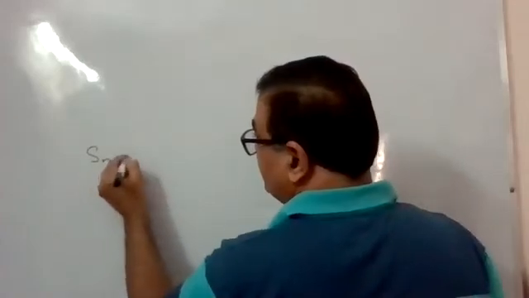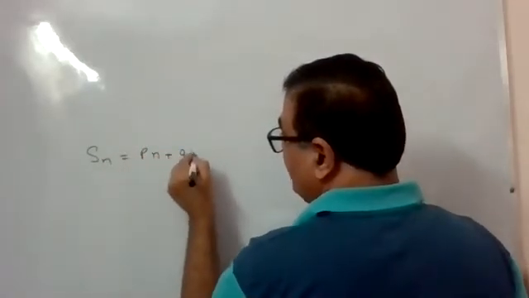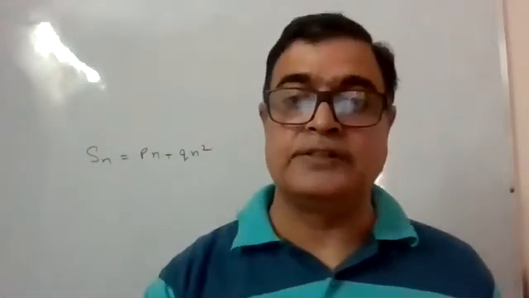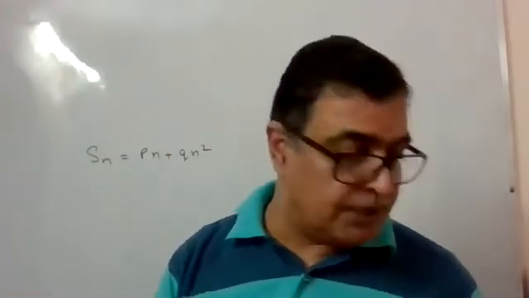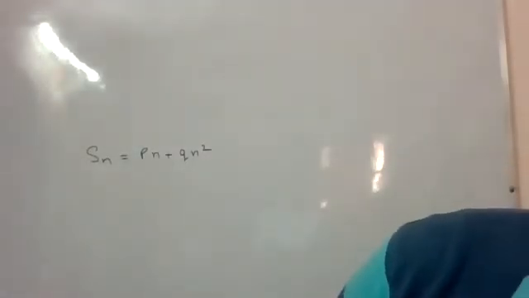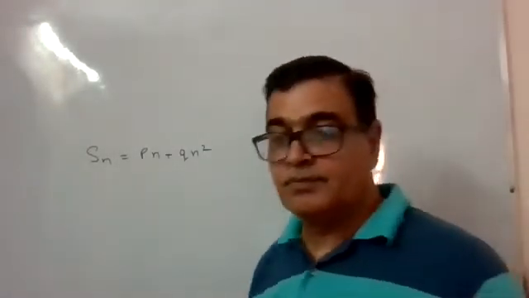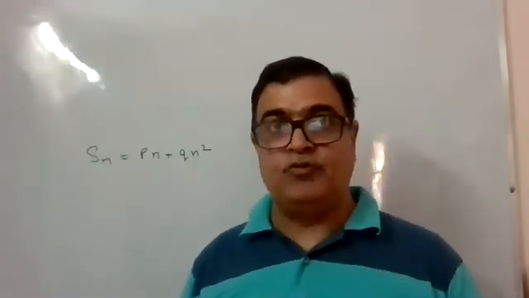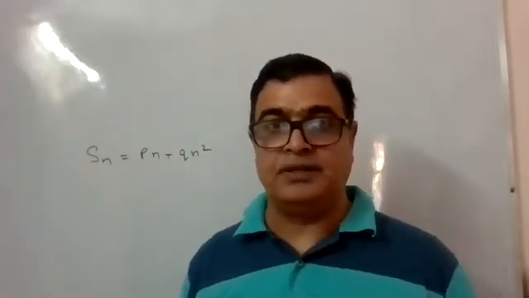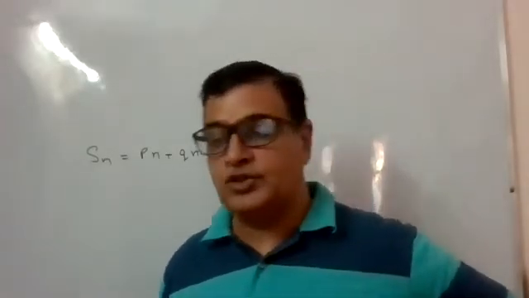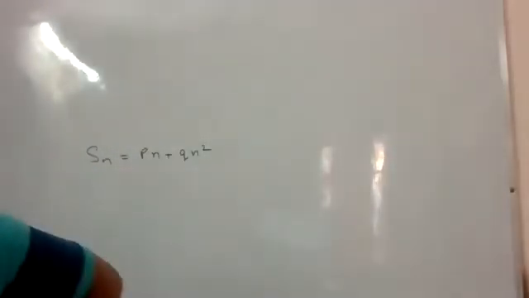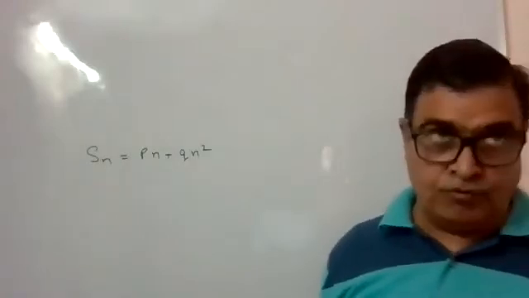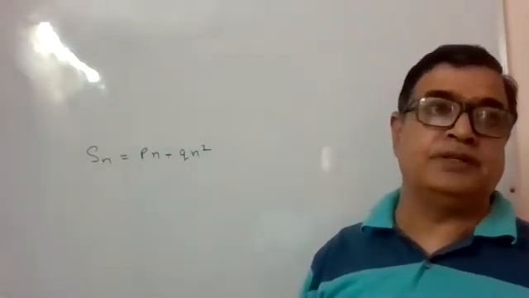is Pn plus Qn square, where P and Q are constants. Find the common difference of this AP. Question is find common difference of AP.